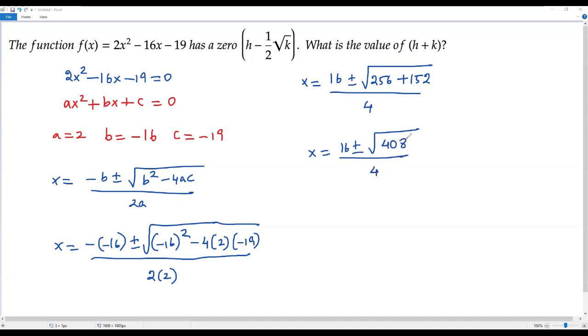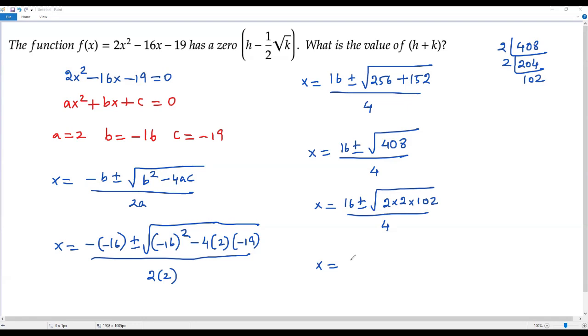Now we can resolve 408 into its prime factors. For that, I use the division method. I divide 408 by 2 because it's an even number, and I get 204. Again I divide by 2 because it's even, and I get 102. Let me stop at 102. So x equals 16 plus or minus the square root of 408, which can be written as 2 times 2 times 102, over 4.